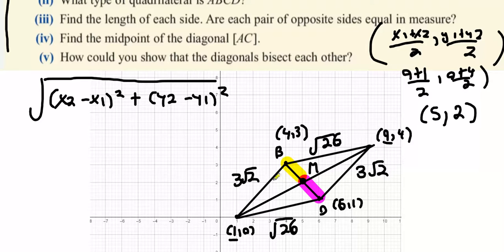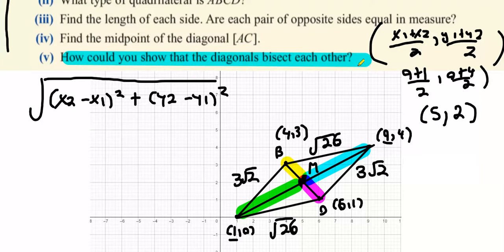I would then get the length of A to M. And then I get the length of M to C. And if those two lengths equal each other, they bisect as well. And we're done. It just says, how could you? It doesn't actually ask you to do it. Does that make sense? And we're done.